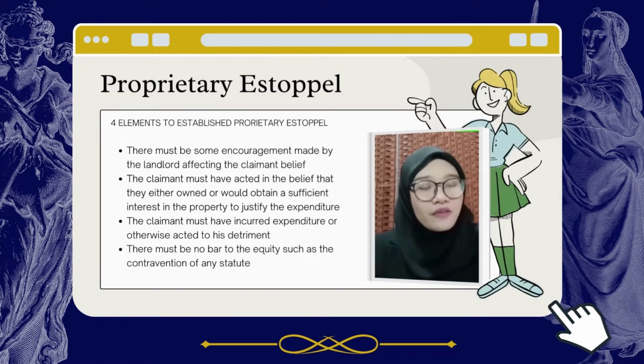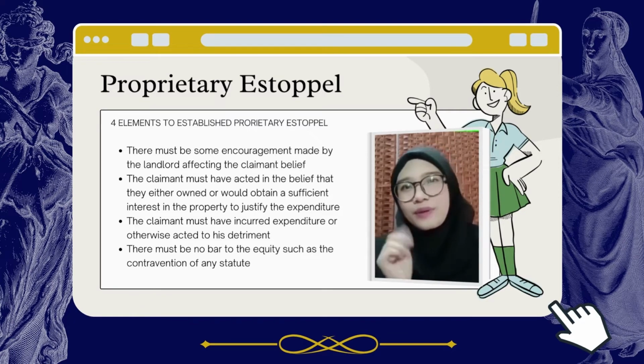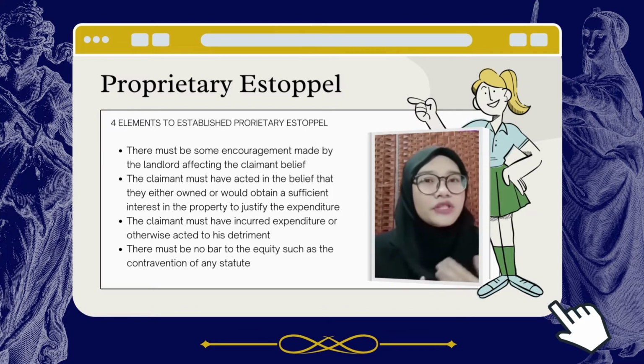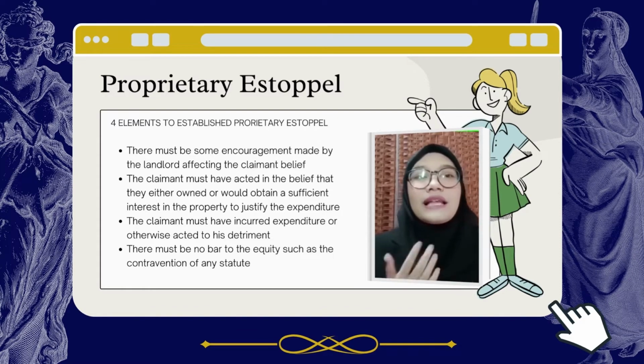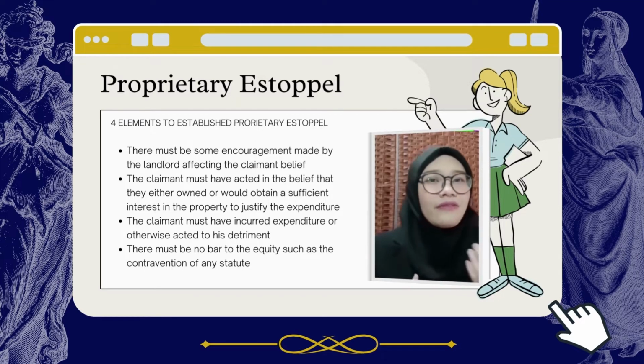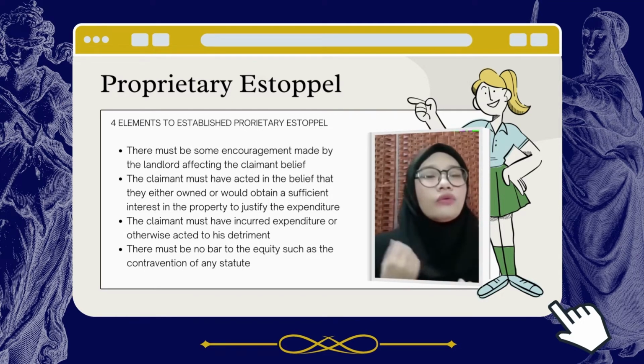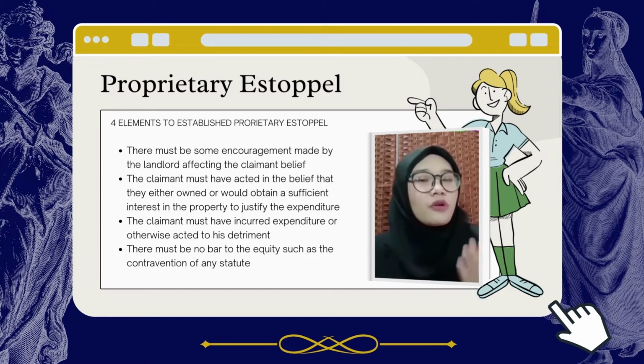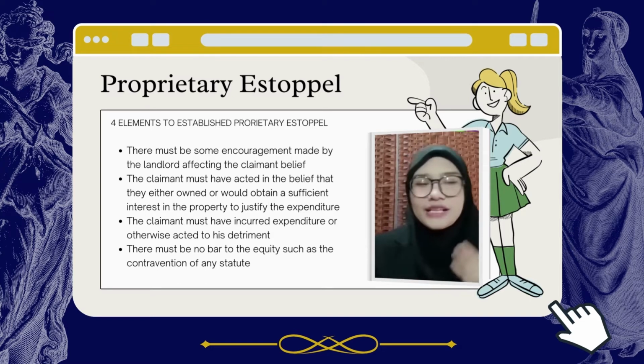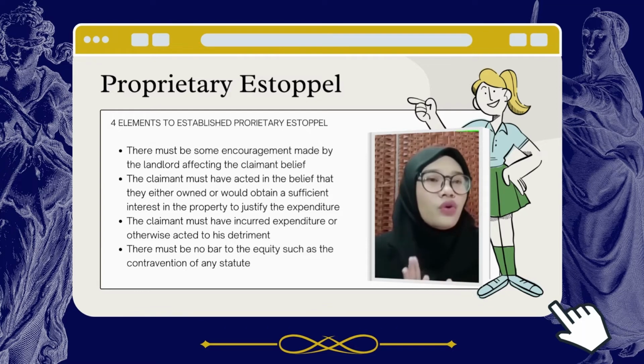Preparatory estoppel is a type of estoppel operated in respect of the right to occupy land or buildings. Like promissory estoppel, there are also four elements that need to be established before pleading for preparatory estoppel. The first one is there must be some encouragement made by the landlord affecting the claimant's belief. Next, the claimant must have acted in the belief that they either own or will obtain a sufficient interest in the property to justify the expenditure. The third element is the claimant must have incurred expenditure or otherwise acted to his detriment. And lastly, there must be no bar to the equity such as the contravention of any statute.